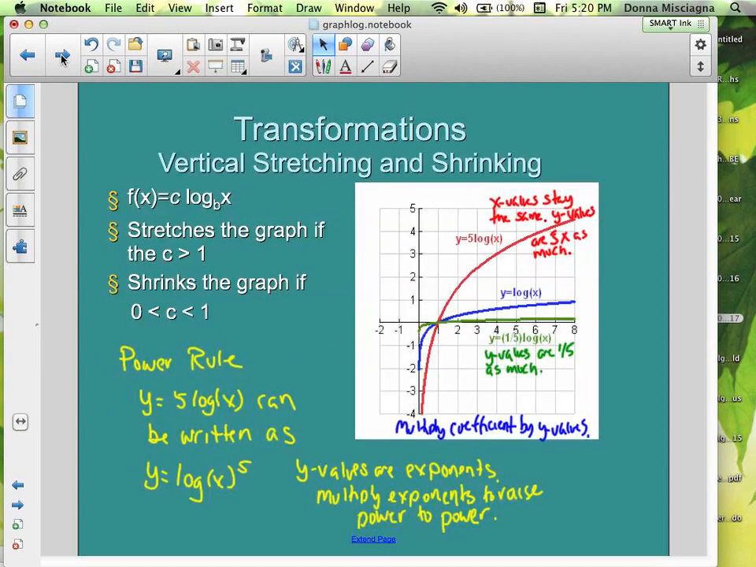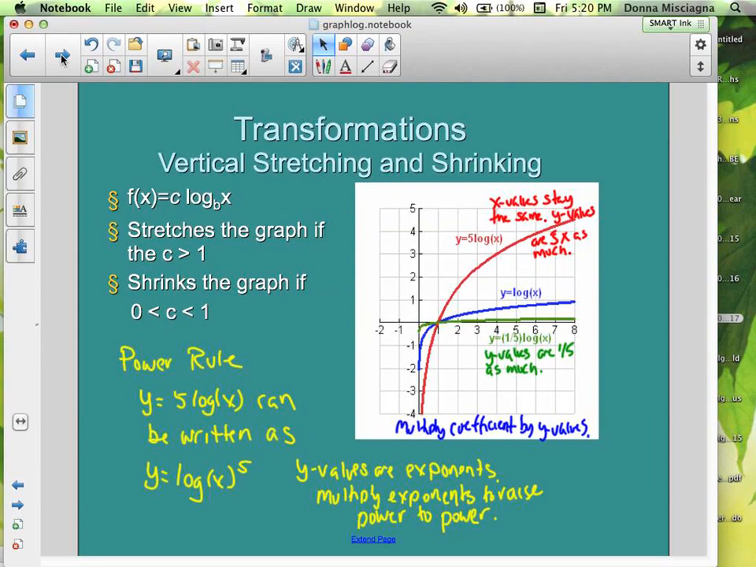And this is the last thing we're going to go over because it's the last thing we went over in class, and that's vertical stretching and shrinking. And this is different than exponentials. They did not have this vertical stretching and shrinking. So when we have a number greater than 1 in front of our graph, it will stretch the graph vertically. If we have a number between 0 and 1, it will shrink our graph vertically.